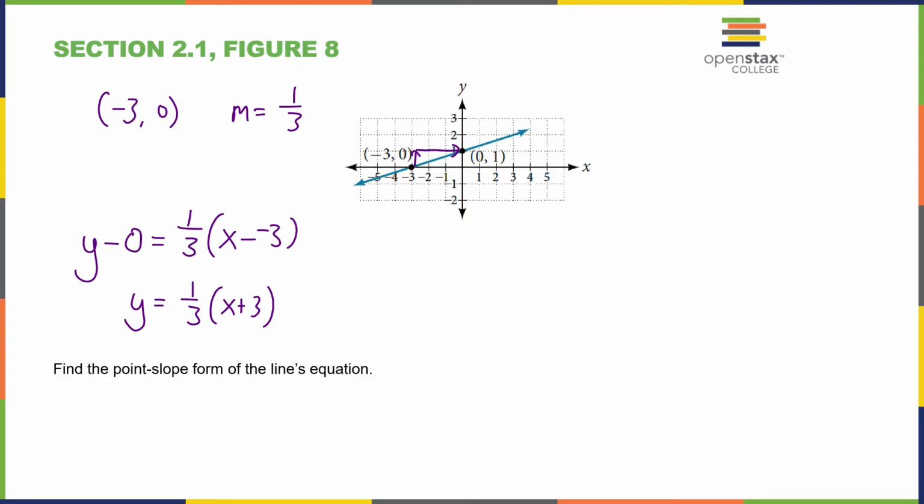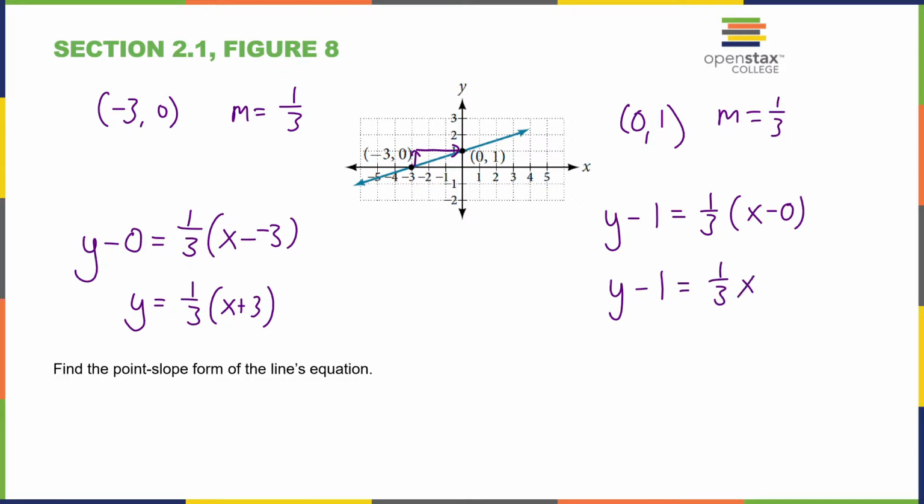If I chose to use the point 0, 1 instead, my slope would still be 1/3. But now I would have y minus 1 equals 1/3 times x minus 0. Which really comes out to be y minus 1 equals 1/3 x. This is also a valid form of the point-slope equation for this line because we just used a different point. These are in fact exactly equivalent if you were to distribute the 1/3 in the first equation and you were to move the 1 over in the second equation.